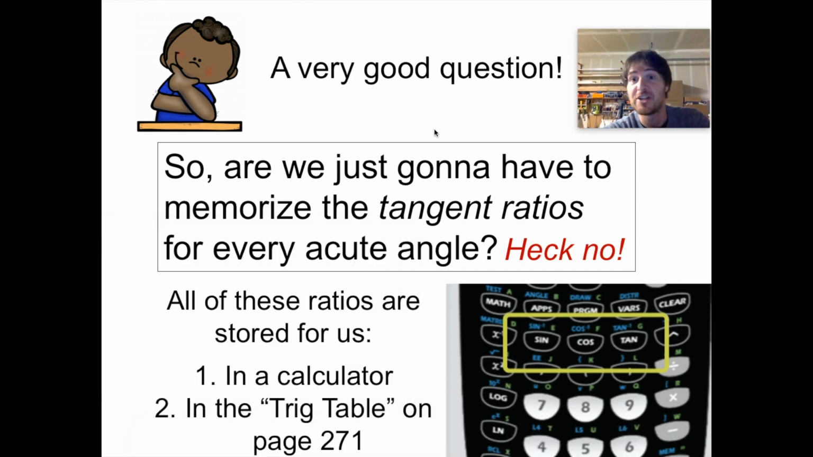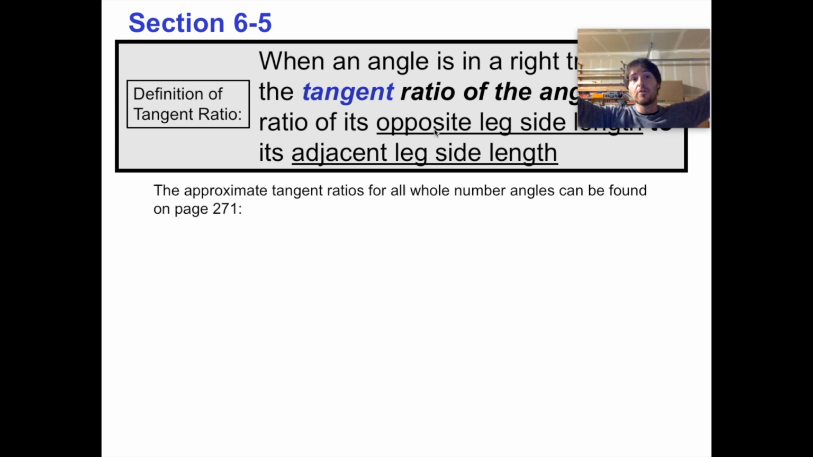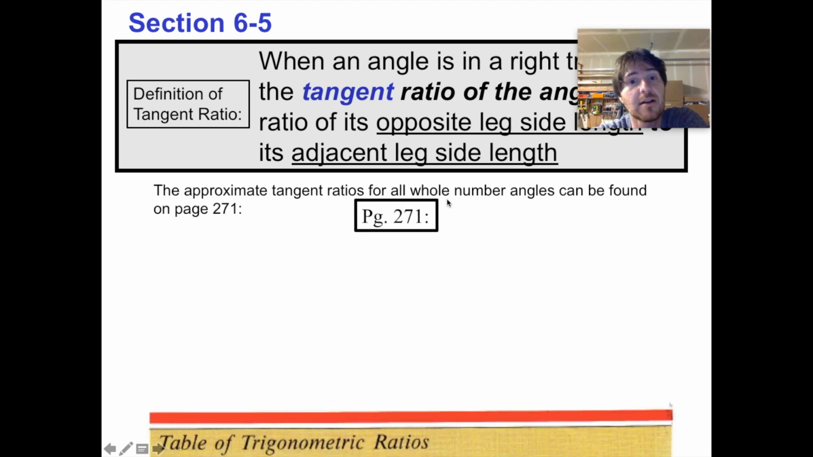I'm pulling out my tangent values, okay? So without further ado, the approximate tangent ratios for all whole number angles can be found on page 271. Let's just start looking at a lot of this here.